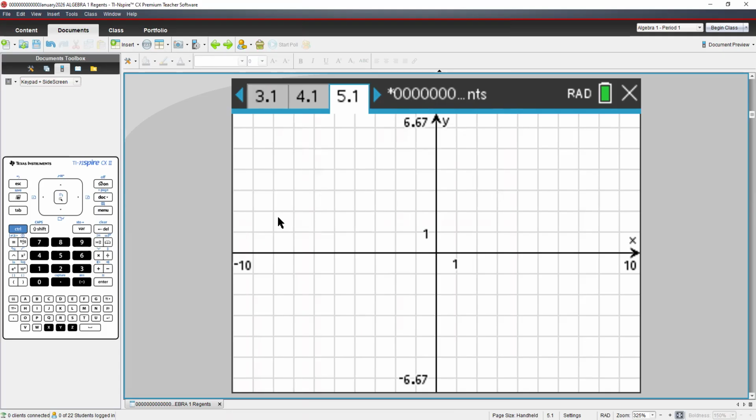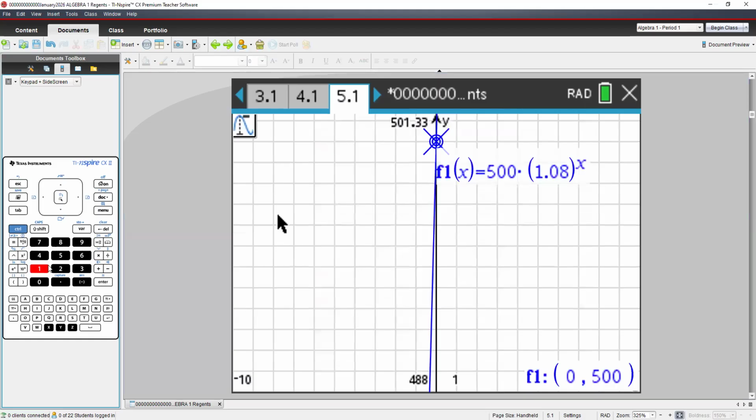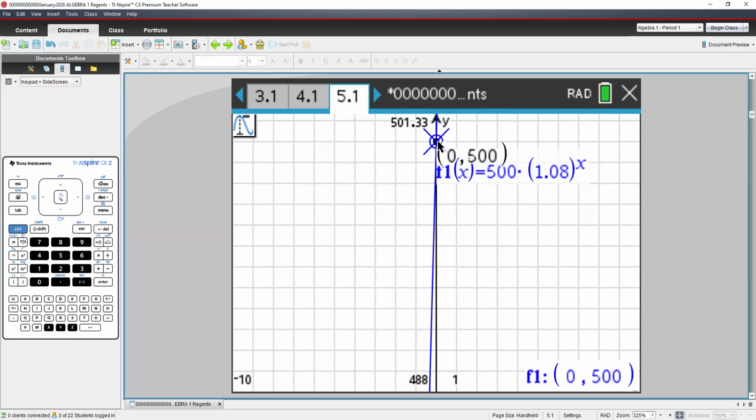Now, when you're using the TI Inspire, if you enter a function or a relation and you do not see it, don't panic. Just go menu 51. And menu 51 will always try to find whatever you've entered. And usually, if it has a y-intercept, it's going to find the y-intercept most of the time, right? And that's what we've got here. This point is the y-intercept.